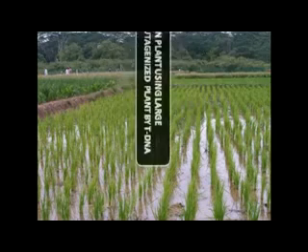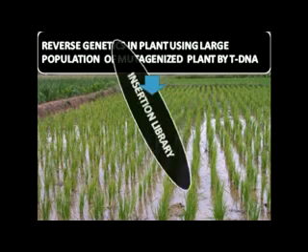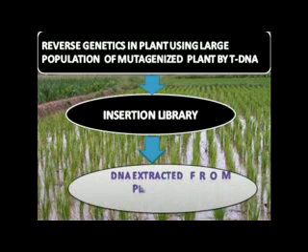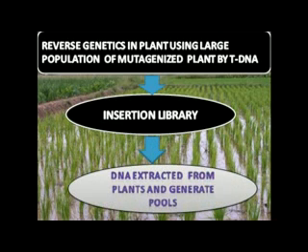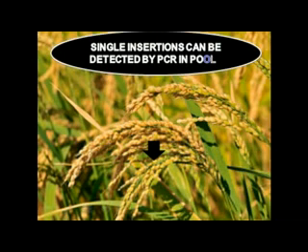Reverse genetics in plants uses a large population of plants mutagenized by T-DNA. First, generate an insertion library of T-DNA by using Agrobacterium-mediated transformation. Then DNA is extracted from the plants and pools are generated. Depending on the nature of the population used, pools and superpools can be organized into a 2 or 3-dimensional matrix to facilitate the final determination of the single line carrying the desired insertion. Then, a single insertion can be detected by PCR in pools.